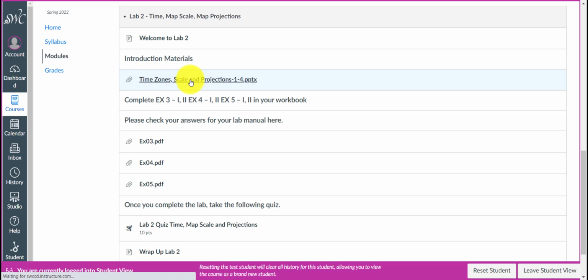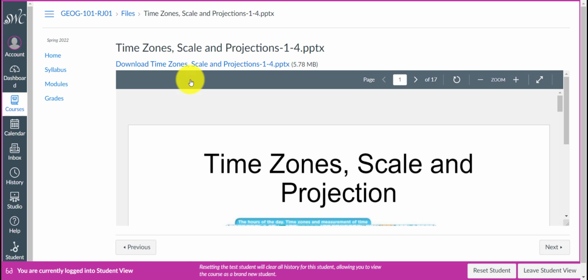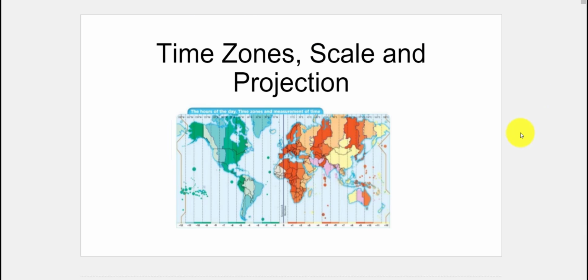I'm going to go ahead and open that PowerPoint, and I'm going to do the introduction for you for time zones, scale, and projection. I'm going to expand by clicking on the arrows, and I will go ahead and introduce this concept. So what you see here is a map of the world laid out and demarcated according to time zones. You'll notice that most of the lines are straight, but some of them are not. And the international date line here is not a straight line.